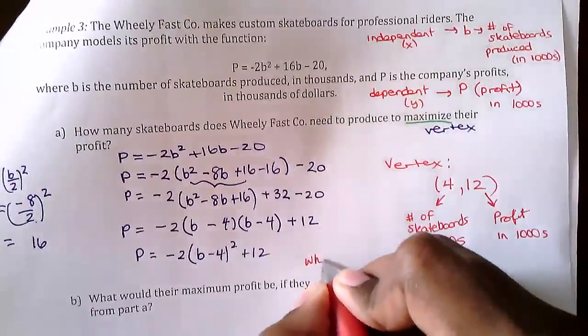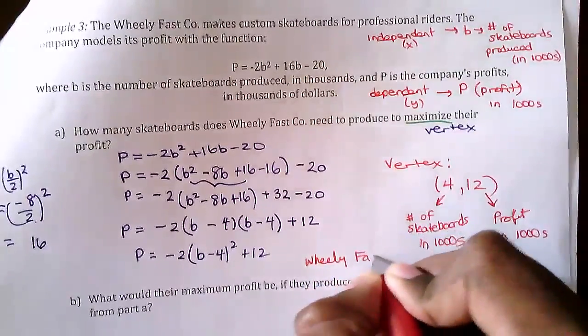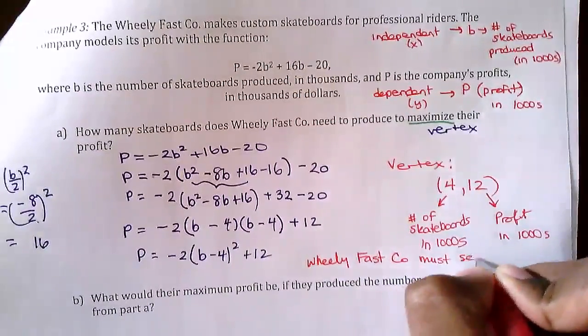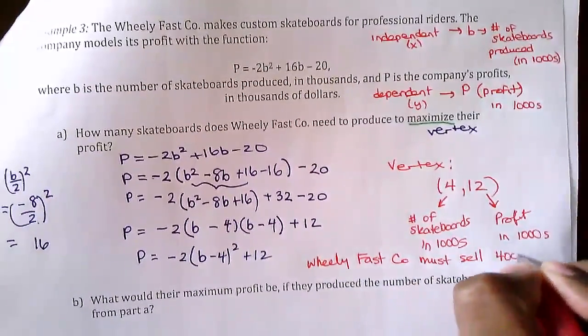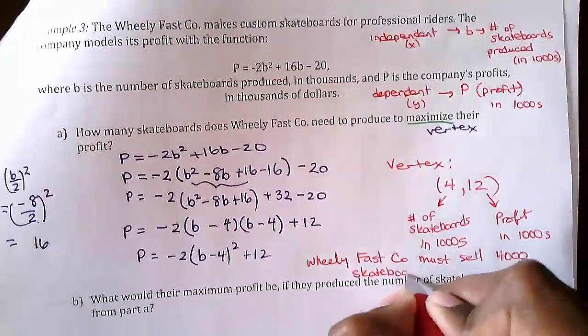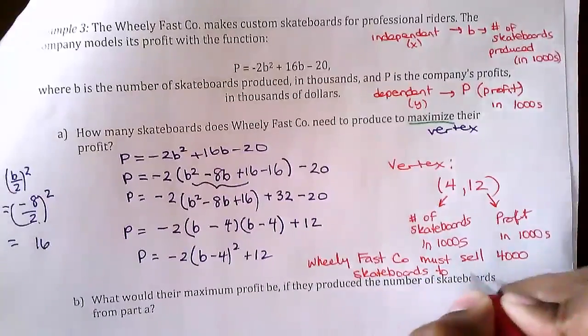So Wheelie Fast Co. must sell 4,000 skateboards to maximize their profit.